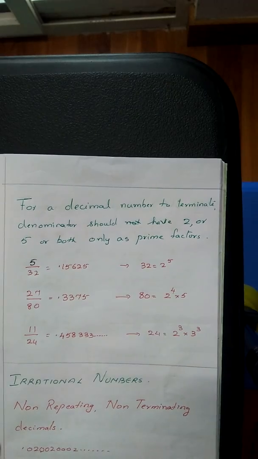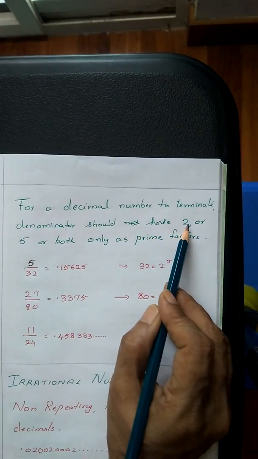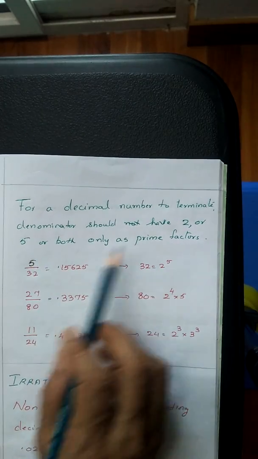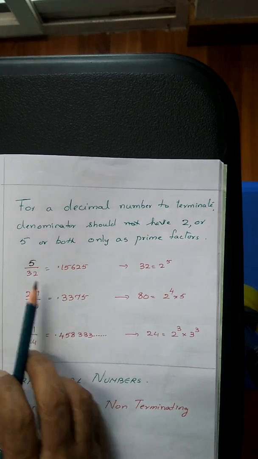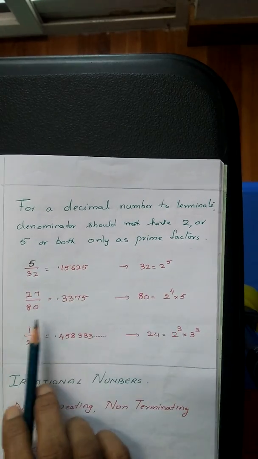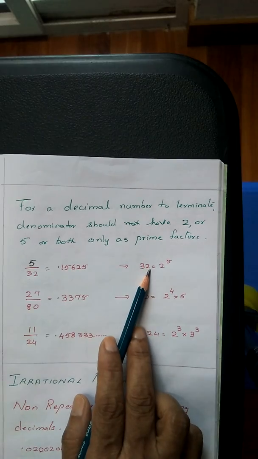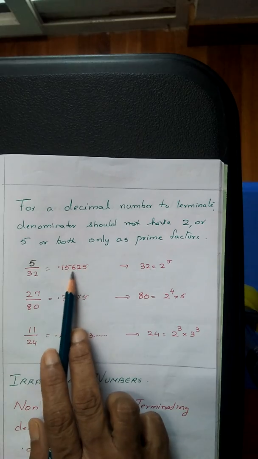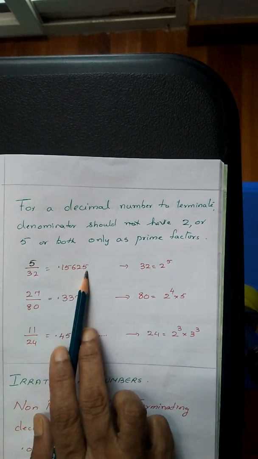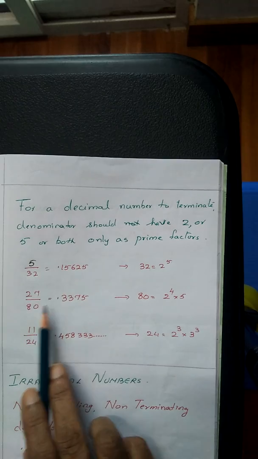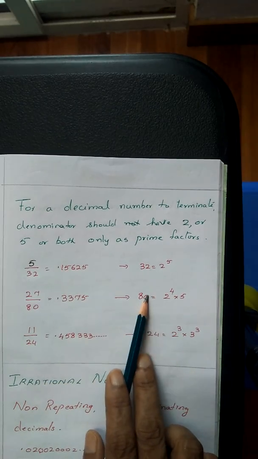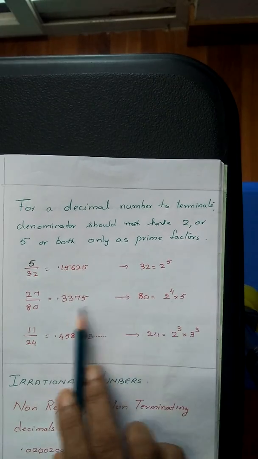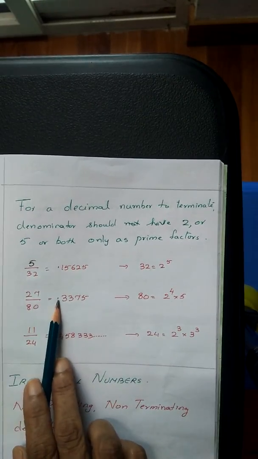For a decimal number to terminate, the denominator should have 2 or 5 or both only as prime factors. So the denominator should not have any number apart from 2 and 5 as factors. So 5 by 32, you can write 32 as 2 to the power of 5, so it will terminate. In 27 by 80, if you factorize 80, you get 2 to the power of 4 into 5. That means it has only 2 and 5 as factors.